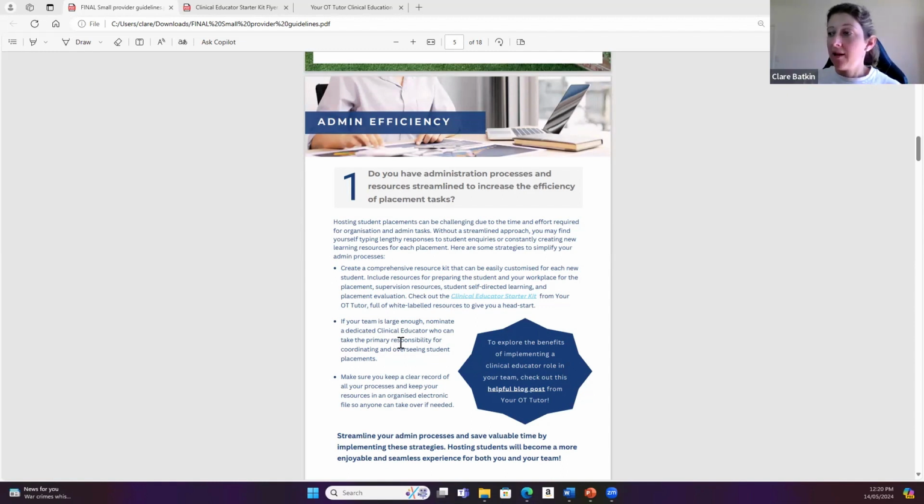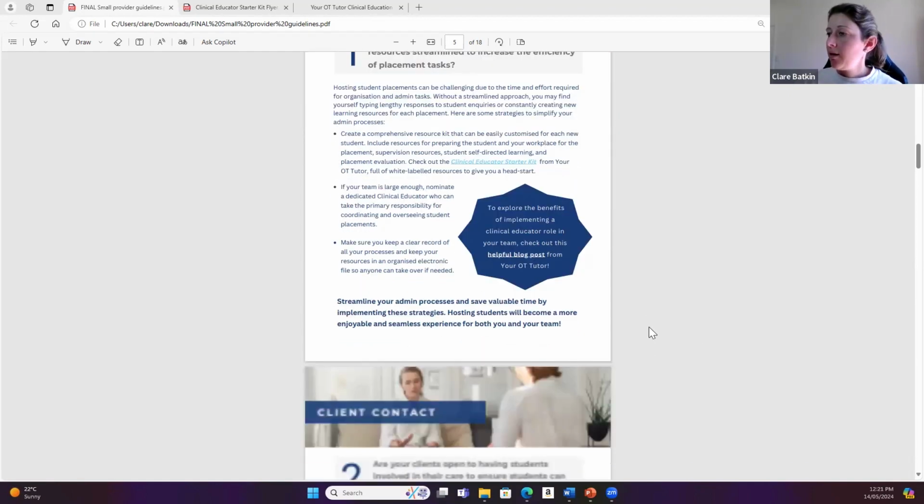When you're putting together all your processes and resources, or if you do nominate a clinical educator, just make sure you don't become reliant on that one person and their brain and their memory. If something happens to them, they move on, they're on leave, or they're sick, you want somebody to be able to take over that role pretty quickly. So make sure you keep a paper trail record of all the different processes and resources you have available, so that it can be shared amongst the team.